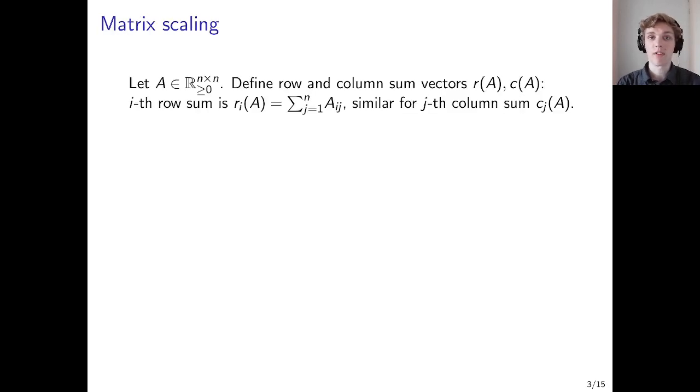So let's get to matrix scaling. The idea is as follows. I give you a matrix A, an n by n matrix with non-negative entries. Then I define the row and column sum vectors of this matrix as follows. The ith entry of the row sum vector is just the ith row sum of the matrix, and similar for the column sum vector.